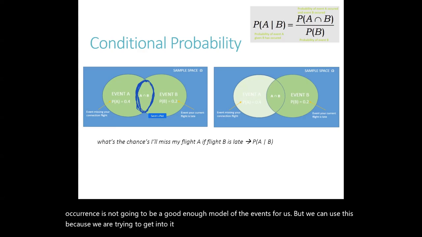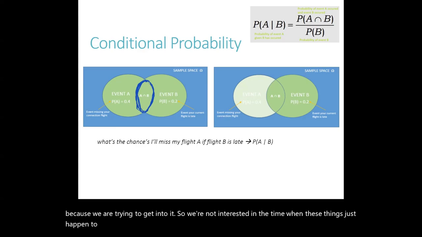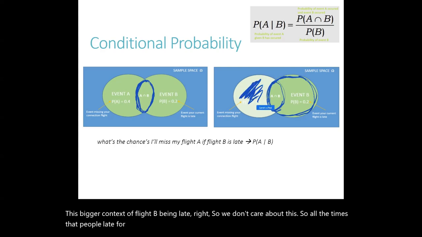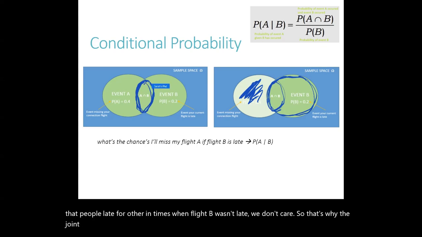So we're not interested in the times when these things just happen to co-occur together. We're only interested in it in the context of this bigger context of flight B being late, right? So we don't care about this. All the times that people were late for flight A in times when flight B wasn't late, we don't care. So that's why the joint probability here is not going to be good enough.